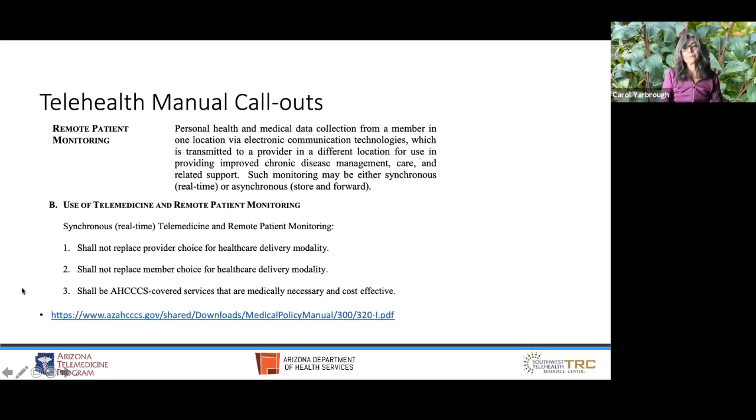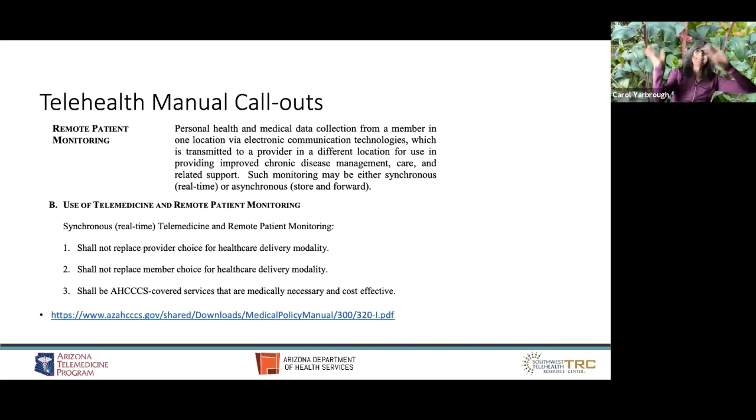I did want to pull some of these paragraphs from the telehealth manual itself. This is a great definition of remote patient monitoring. You can read it. It's a member in one location to a provider in a different location. I don't think it's saying that the patient's got to be in one location all the time. It's just saying we're separated by distance and time.